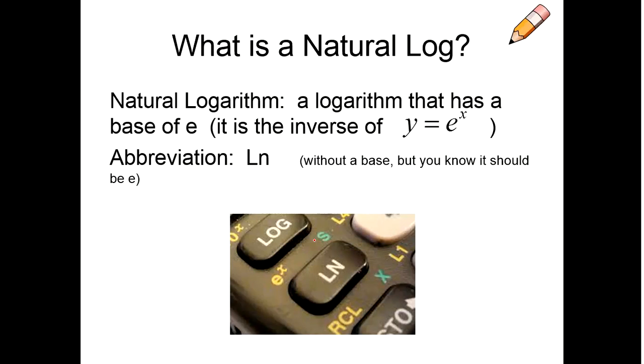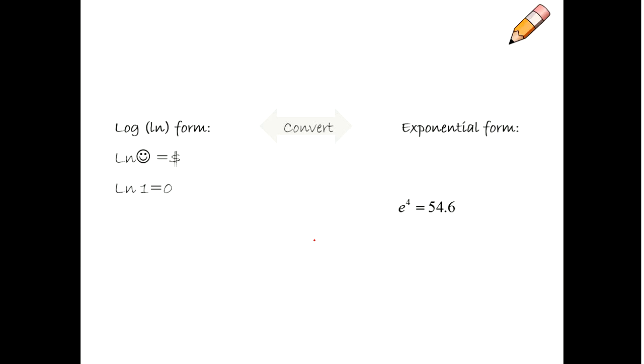Basically, it's the inverse of y equals e to the x, because we need to know how to convert that. Your abbreviation is ln, but it's not a base, though you should know it is e. Guys, usually the ln button is located very close to the log button. So be able to find that on your calculator because you're going to want to use it in a little bit. Now, let's try converting between the two forms.